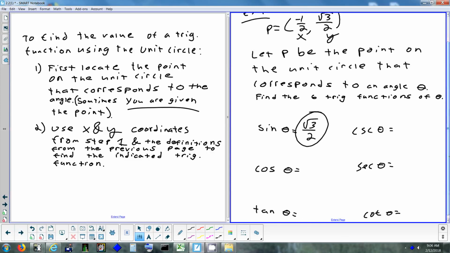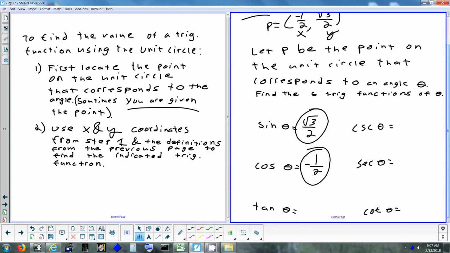Okay, let's look at the cosine. What's the definition for cosine? It's x. And what's our x value here? -1/2. So that's the cosine of some mystery angle that's located at that coordinate. And let's do tangent. What's the formula for tangent? y/x. It's y over x. So we're really just dividing the 2 we just had above it. y, square root 3/2.